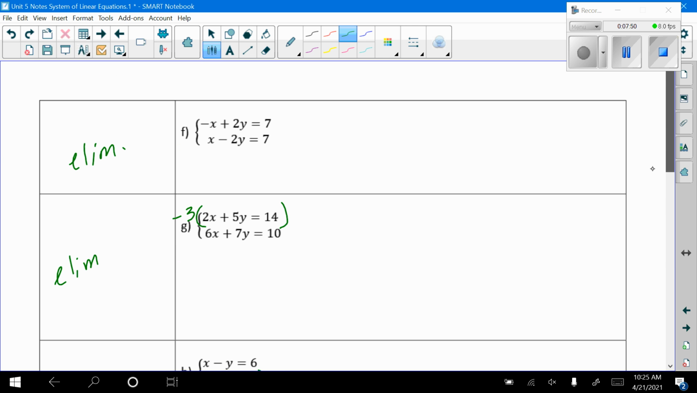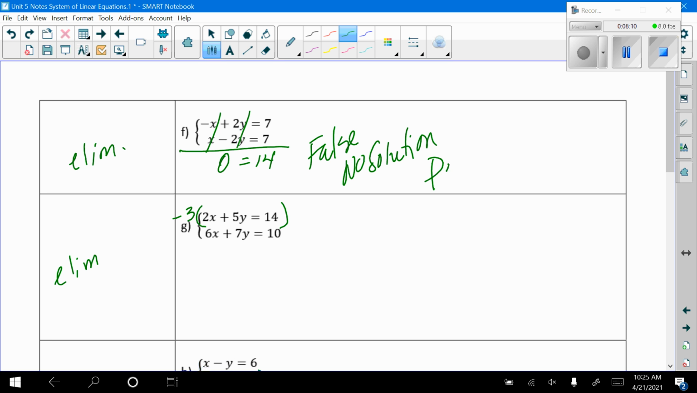So here we go. These, when I cancel them out, these cancel and these cancel, so I get 0 equals 14. That should be like a quick answer right away. What is that? It's like true or false. Okay, it's false. No solution because they are parallel.